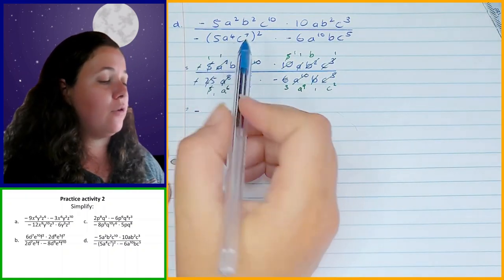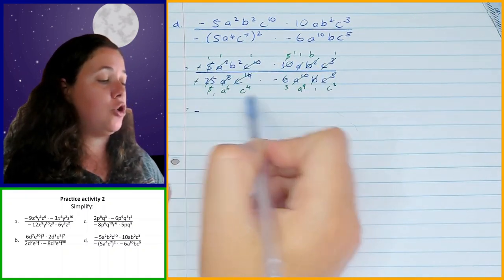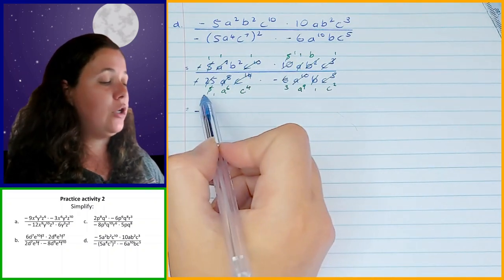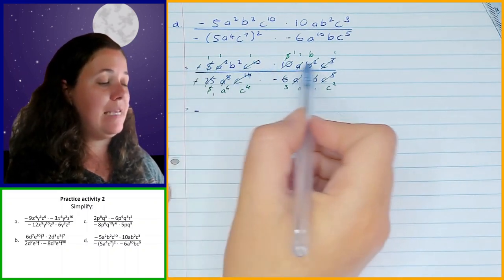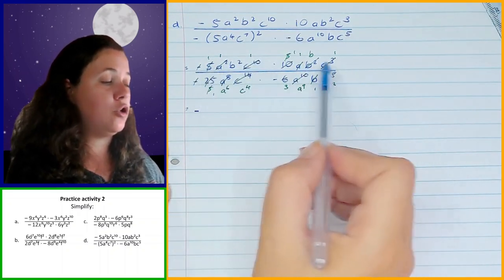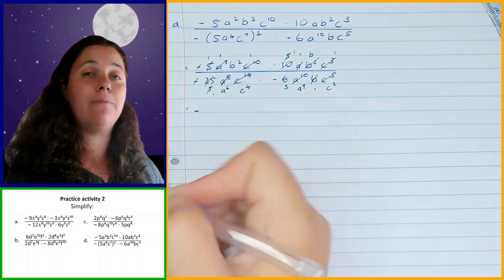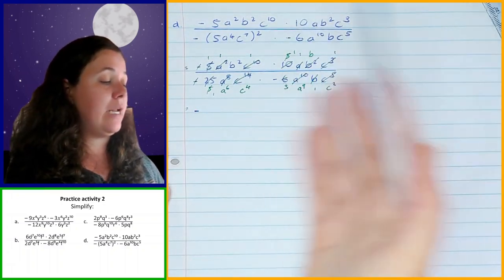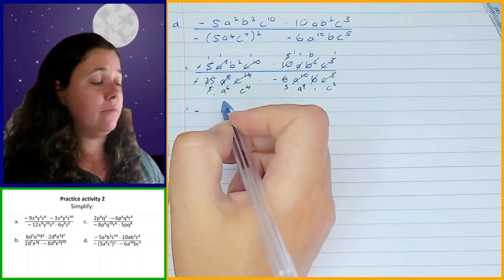Okay, so now I've only got b's in my numerator. There are no b's in the denominator. I have only got a's in the denominator. There are no a's left in the numerator. And I've only got c's in the denominator, and there are no c's left in the numerator. So now that means that I've finished with all my cancelling. So I can go and I can simplify to the end now.